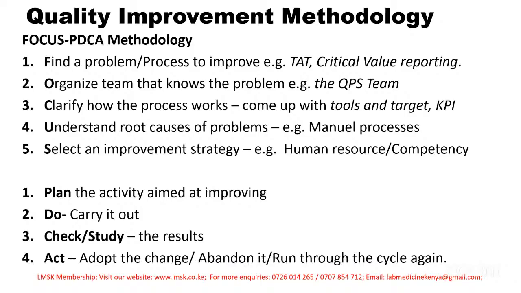For PDSA or PDCA, it involves planning the activity aimed at improving, carrying it out, and then you check and study the results. If the results are satisfactory, you can adopt the change. If not, you can abandon it and run through the cycle again by finding the problem, organizing your team, clarifying the process, understanding the root cause, and selecting an improvement strategy.